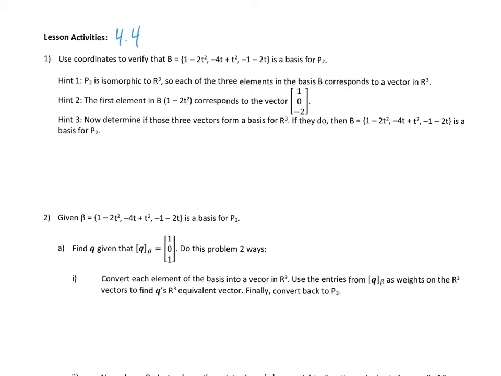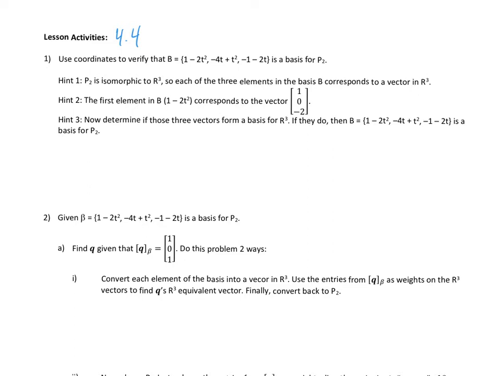These are the lesson activities for section 4.4. Number 1, use coordinates to verify that B, which is a set of 3 quote-unquote vectors, 1 minus 2t squared, negative 4t plus t squared, and negative 1 minus 2t.